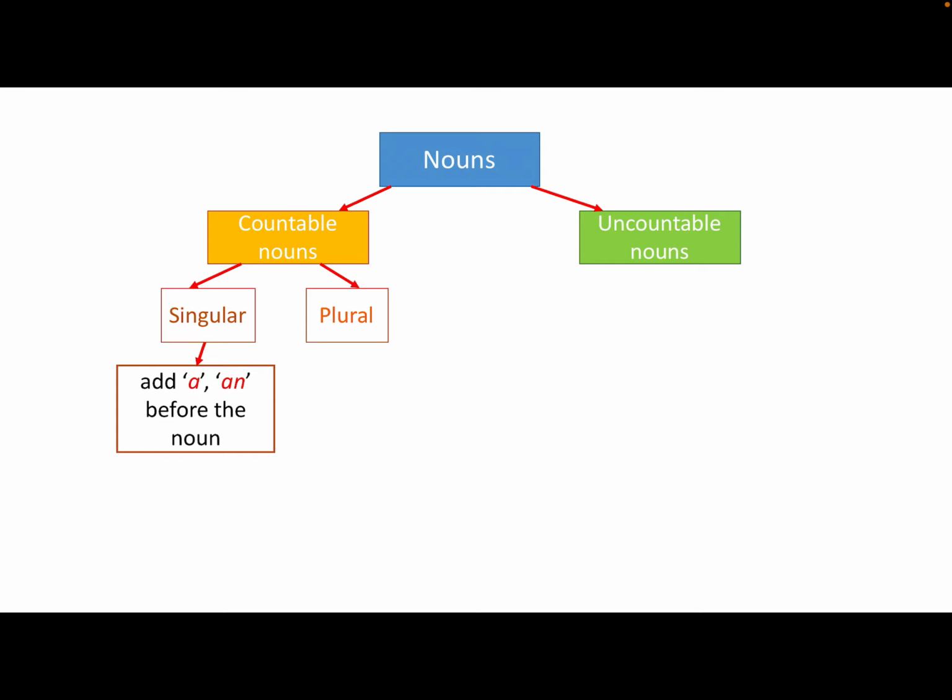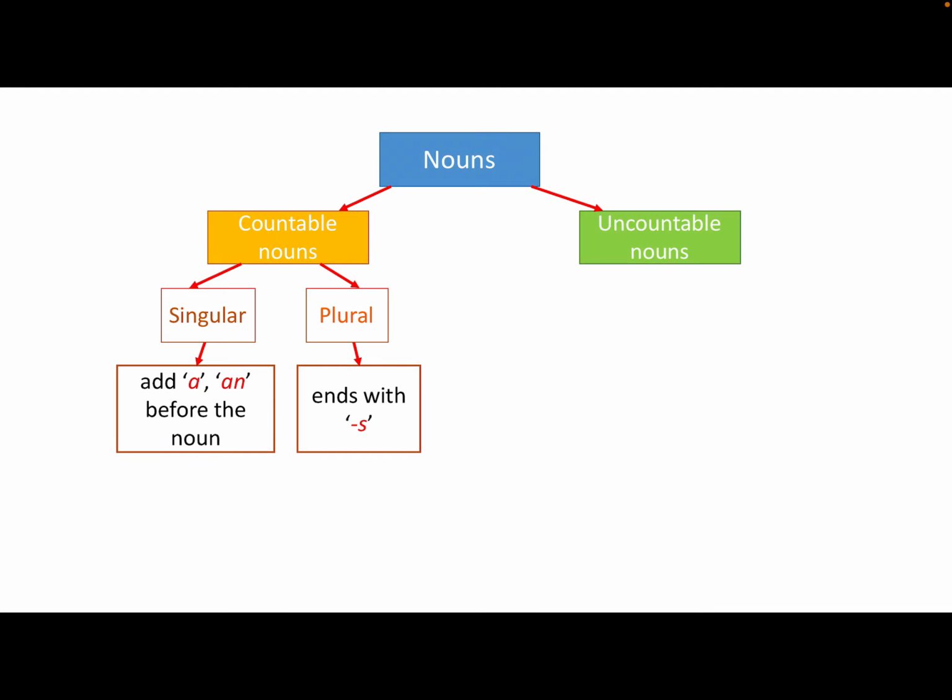If it is a singular noun, it usually follows a, an, or one. For example, my brother has bought a new video game. I saw an elephant in my dream. If it is a plural noun, it must end with s, and there must not be any article a or an before it. For example, my brother has bought 2 video games. I saw many elephants in my dream.